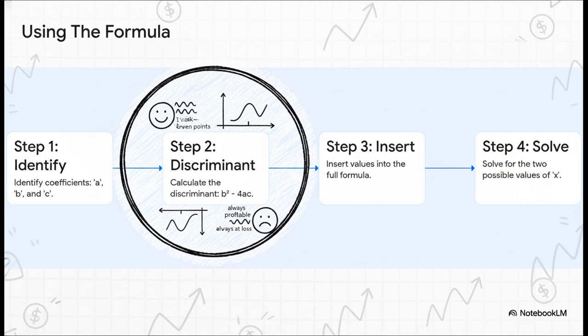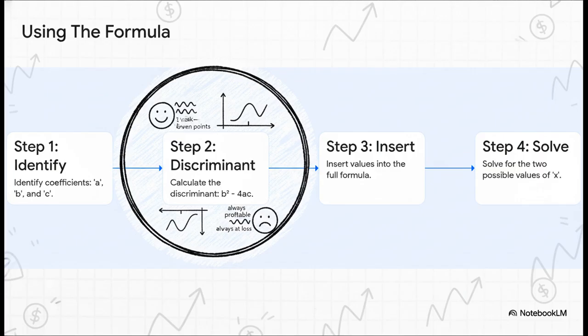problem. If the discriminant is positive, it means you have 2 break-even points. A point where you enter profitability and a point where you exit it. Super common scenario. If the discriminant is exactly 0, you have just 1 break-even point. And if the discriminant is negative, well, that's the most interesting one. Mathematically, it means no real solution.